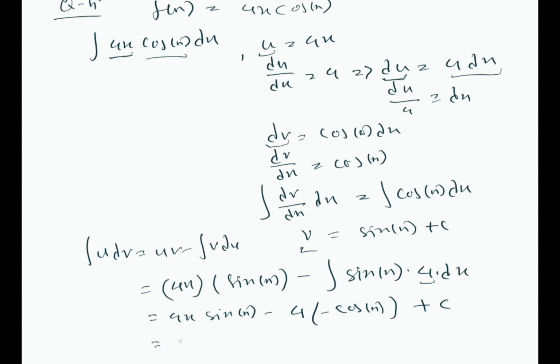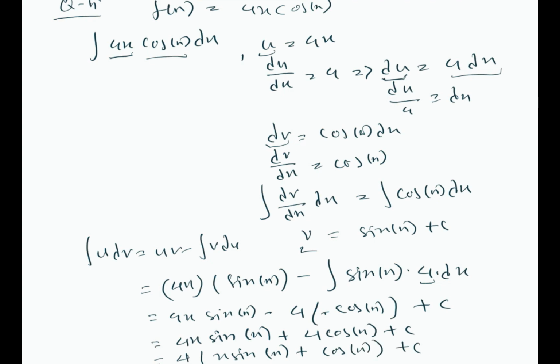So the answer would be 4x times sine of x minus, minus times minus is plus, 4 cos of x plus c. So this is our answer for this question. We have a common factor, so we can take it. So this is 4 times (x sine of x plus cos of x), right, then plus c. So this is the final answer.